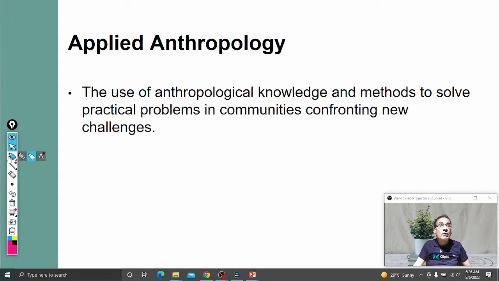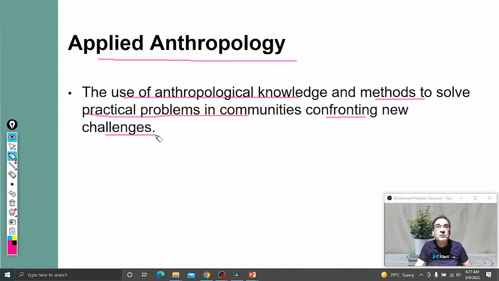Applied anthropology. Applied anthropology uses anthropological knowledge and methods to solve practical problems in communities confronting new challenges. So applied anthropology is very important because it is a practical technique to solve community problems in which there is a conflict or confrontation.